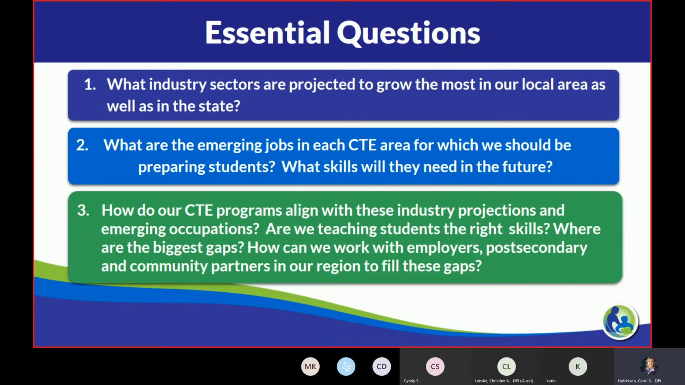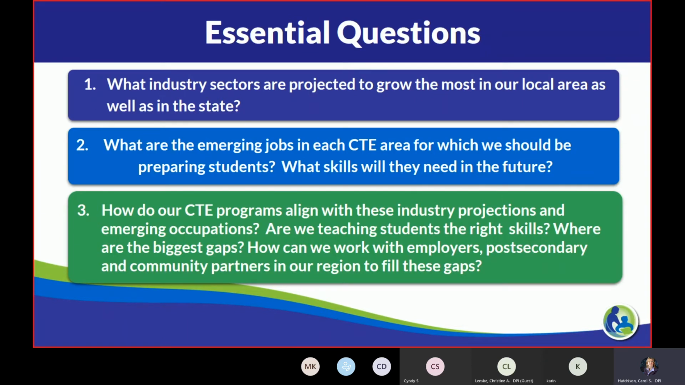In the CLNA guide, you will find 3 sets of questions that are essential to focus on. What industry sectors are projected to grow the most in our local area as well as in the state? What are the emerging jobs in each CTE area for which we should be preparing students? What skills will they need in the future? And how do our CTE programs align with these industry projections and emerging occupations?